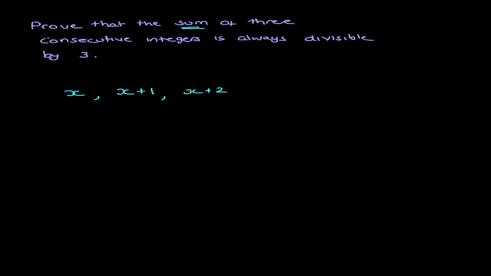Then it says the sum. So that basically means we're adding this plus this plus this. So let's write that out. So it's going to be my first term, my x, plus my second term, which is x plus 1, plus my third term, which is x plus 2. Now, let's use our rules of algebra. So we collect like terms. So you've got 1x plus 1x plus 1x. So 1x plus 1x plus 1x is 3x. And then we've got 1 plus 2, which is 3.